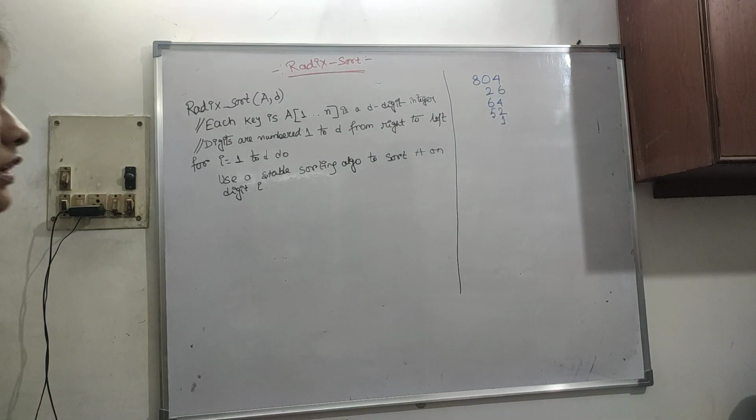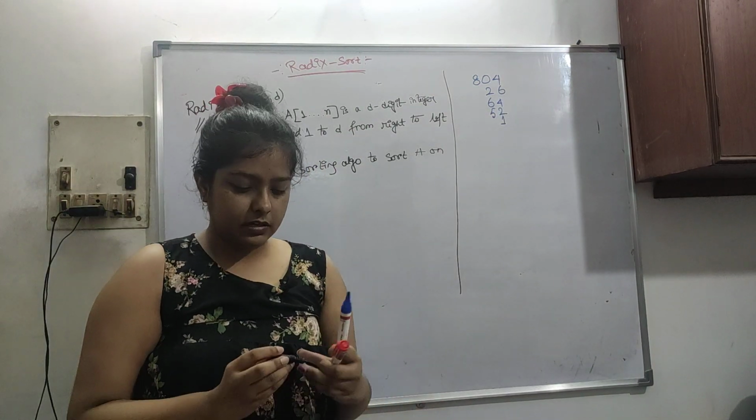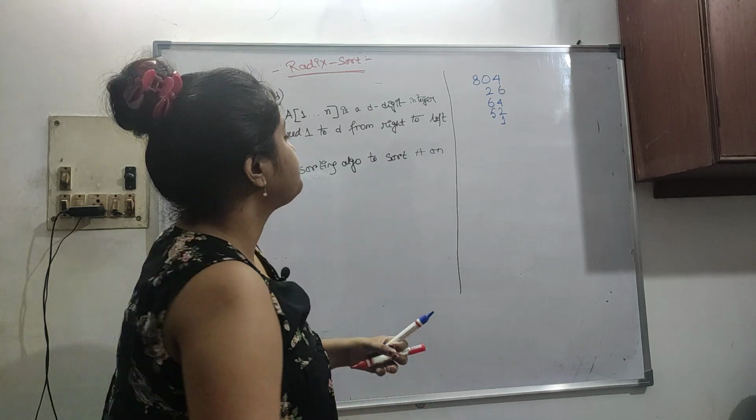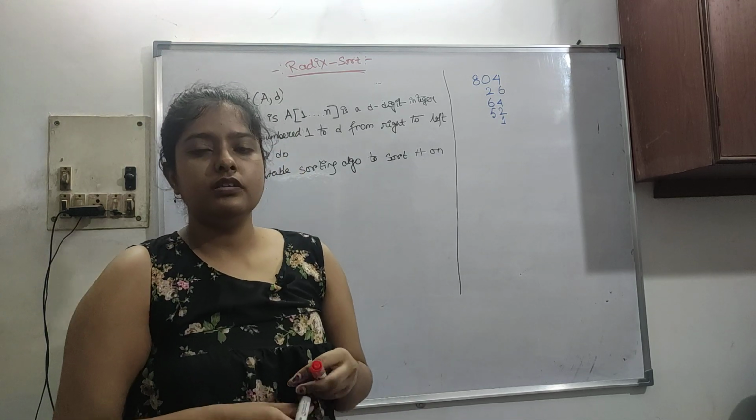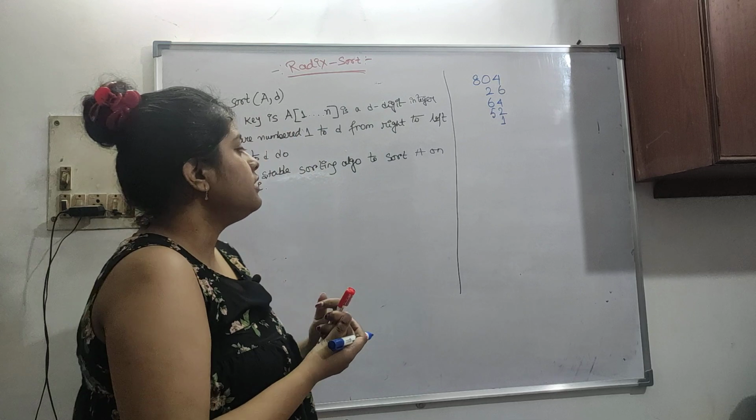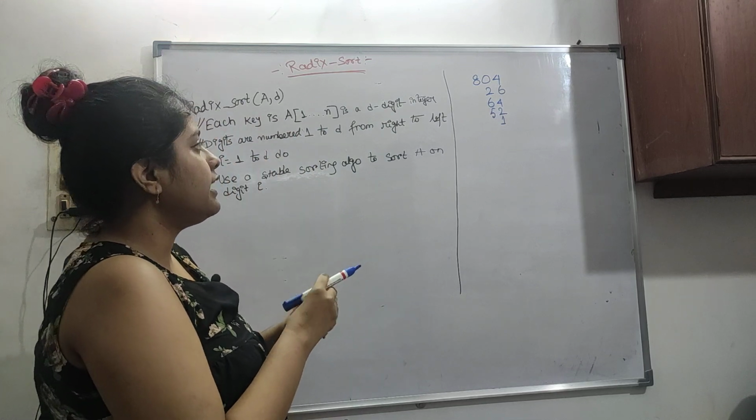So now this algorithm is radix sort. Our next algorithm is radix sort. Before this we have seen bucket sort and everything. So now we are going for radix sort.